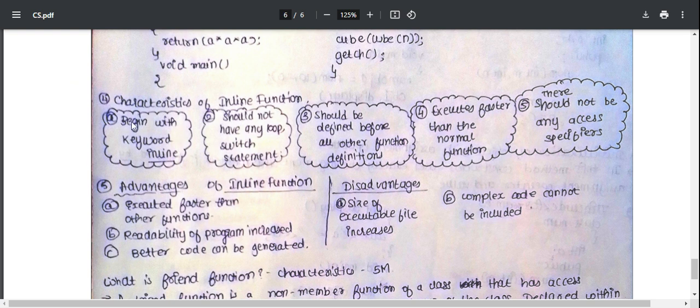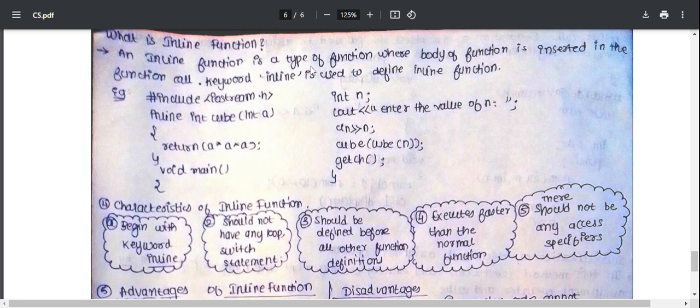So now coming to the characteristics of inline function. It begins with the keyword inline. Most of the characteristics we can get from the definition only. If you learn the definition perfectly, you will get 2 to 3 points from there only. The keyword inline is also mentioned there. Next, it should not have any loop or switch statement. It should be defined before all other function definitions, it executes faster than a normal function, and there should not be any access specifiers.